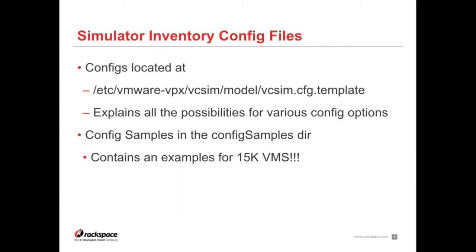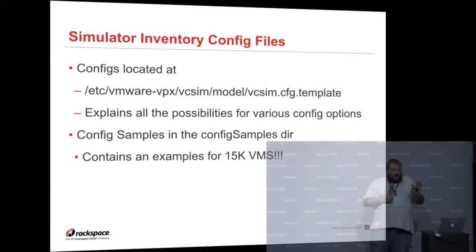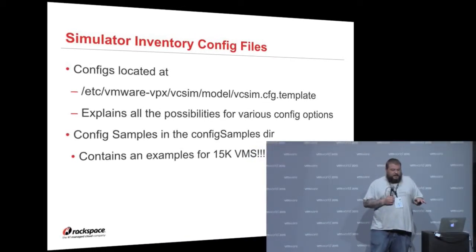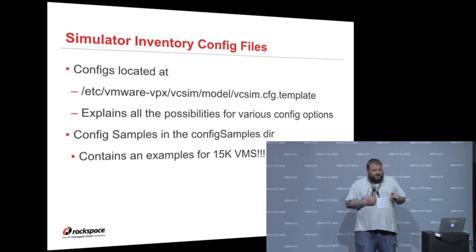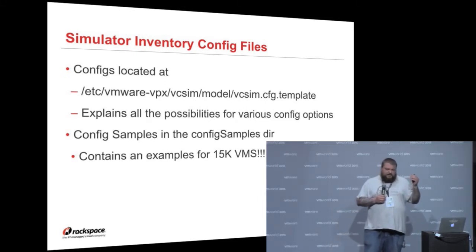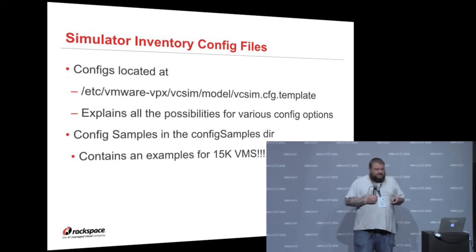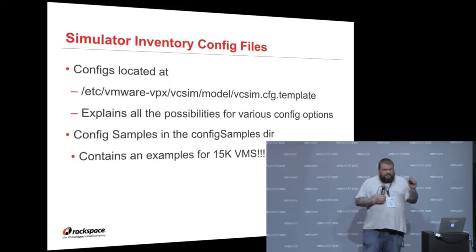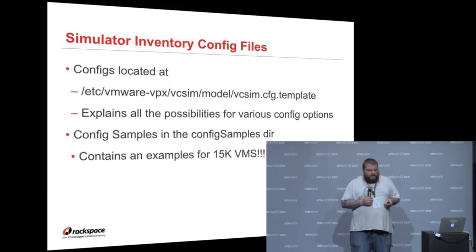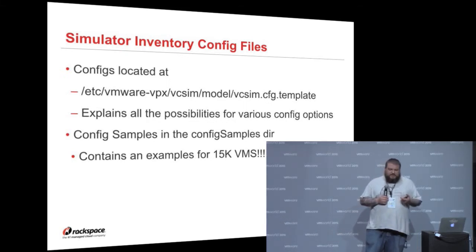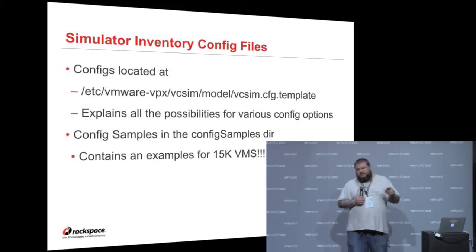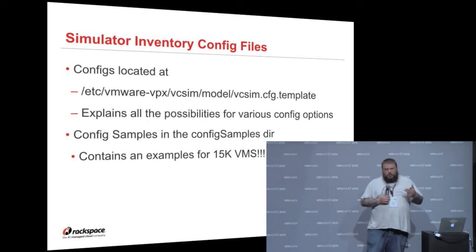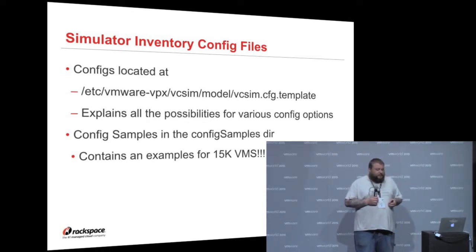So here's where those configs are located: in /etc/VMware-VPX/vsim in the model directory. If you want a full explanation of every single option available to you in the simulator, check out vsim.cfg.template. That file is very large. It covers every single option that you can manipulate. You can make changes to data stores, and you can add prefixes to all the different inventory items that get created. This file will show you what you need to edit in order to make those things happen.